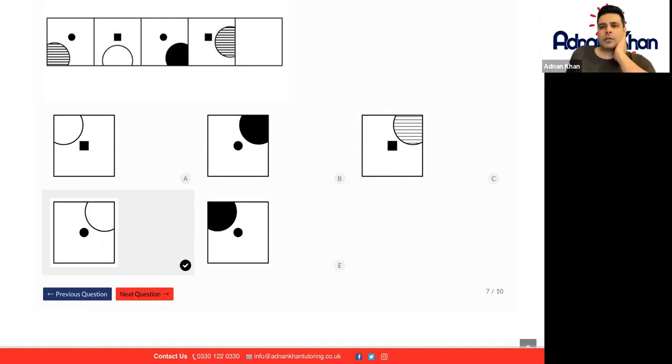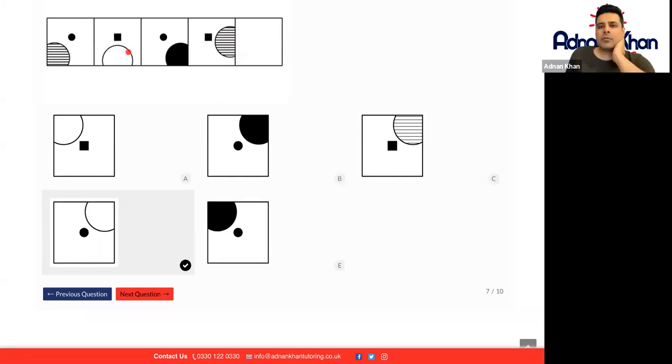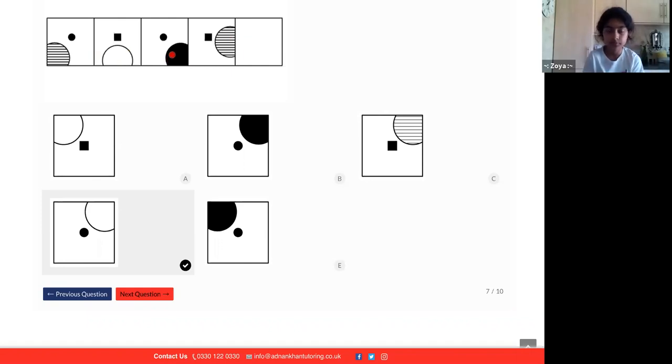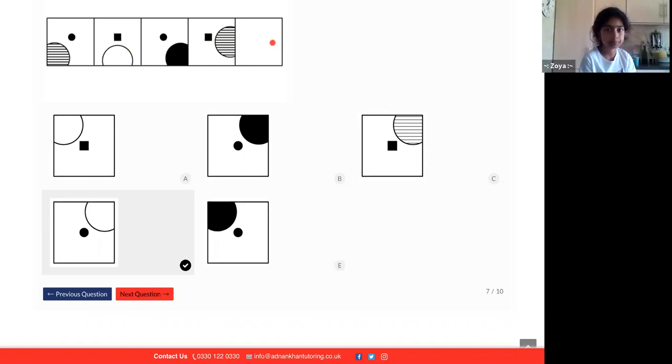Right. So Zoya is saying that we have a white circle. After the white circle, we have a black circle. After the black circle, we have a stripy circle. And then what's going to go here, Zoya? Wait, what was the question again, sorry? So here we have a white circle, then a black circle, then a stripy circle. And then what kind of circle is going to go here? It's going to be a white circle.